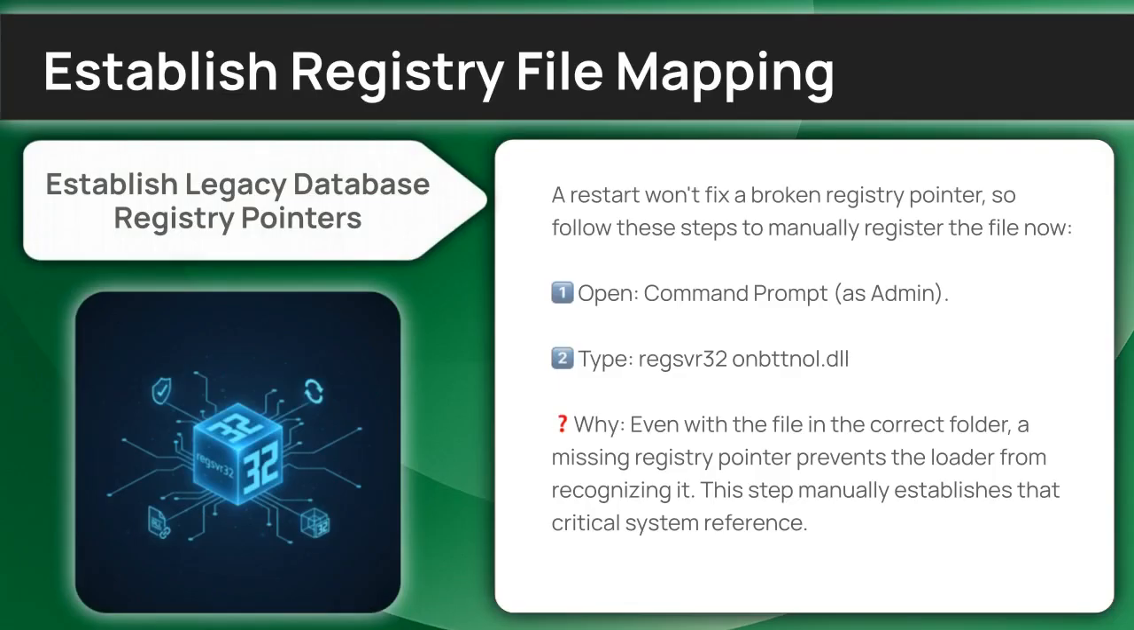A restart won't fix a broken registry pointer, so follow these steps to manually register the file now. First, open Command Prompt as admin. Second, type regsvr32 followed by the file name causing the error, then hit enter.